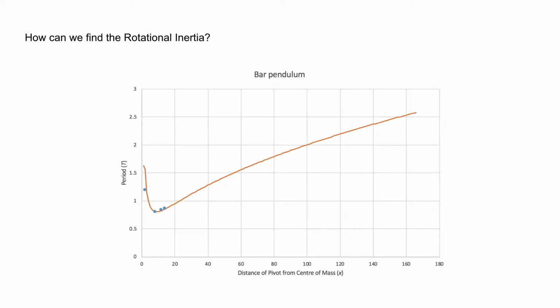The x-axis in this graph is the distance from the pivot point to the center of mass, and the y-axis is the period. The blue points are the experiment data we got, and the orange curve is a theoretical curve. The minimum point we found here is 8.1 centimeters from the center of mass, and the reason why we only got 4 experiment data points is that there are only 6 points where we can attach the bar to measure the period.